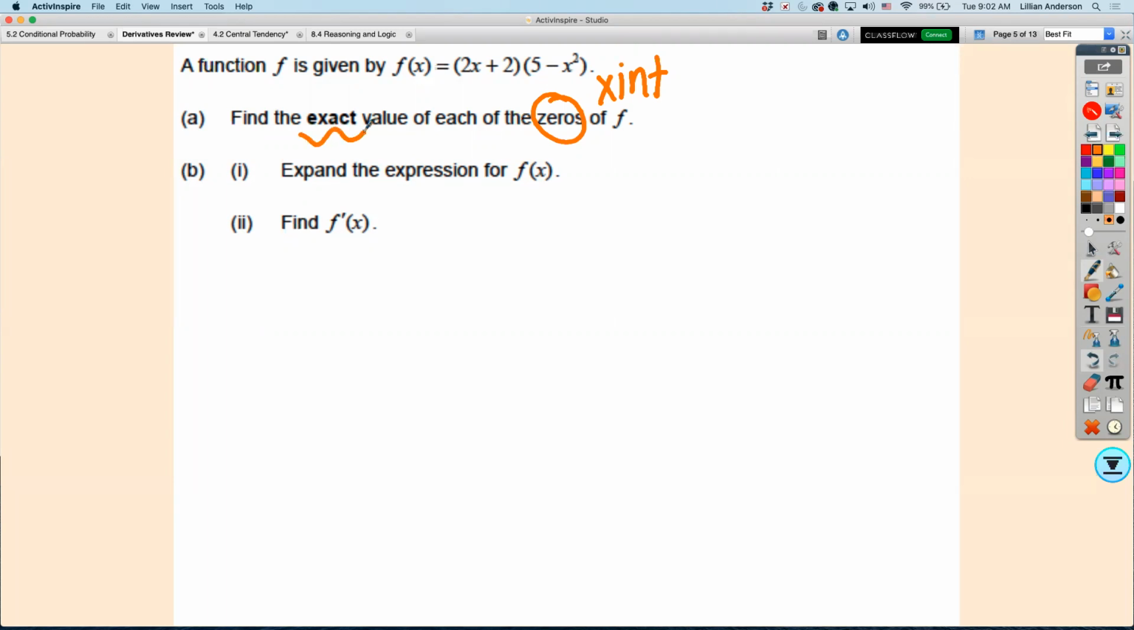Remember that word. It even says it on the front page of every test. It says, leave answers exact or correct to 3 significant figures. Exact means no decimals, simplify fractions, radicals, things like that.